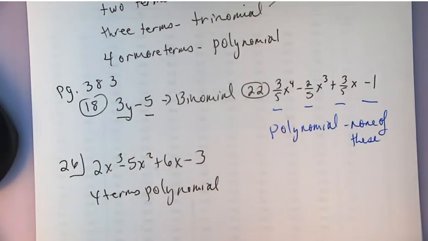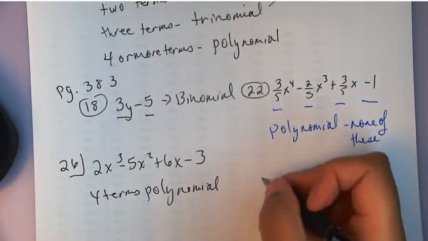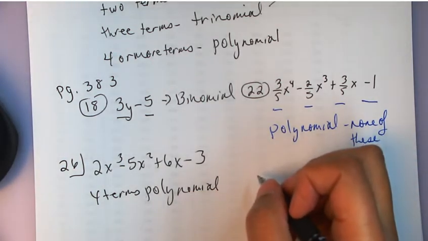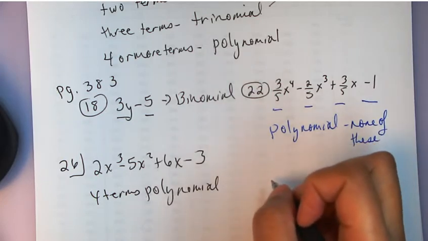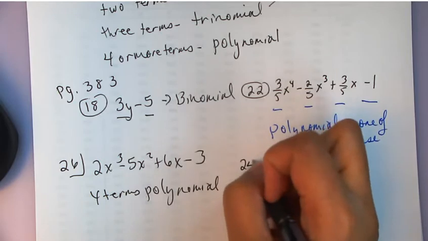Let's look at number 30. Actually, you know what? I'm not going to do 30. I changed my mind. Let's do number 32. No, we did binomial already. Let's do 24. I'm going back to 24.